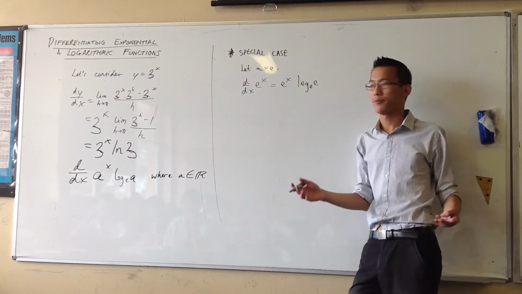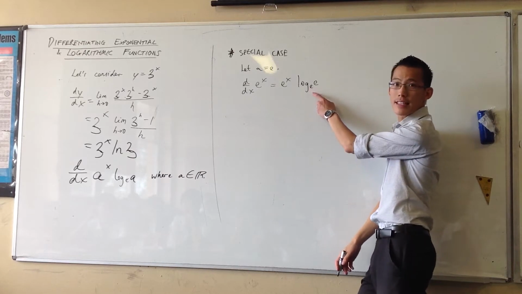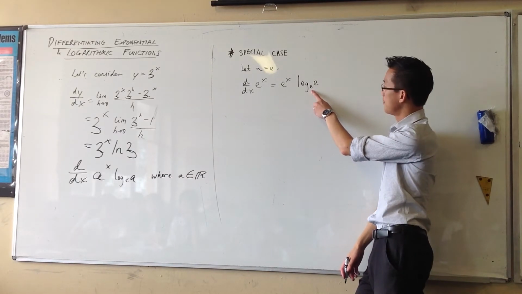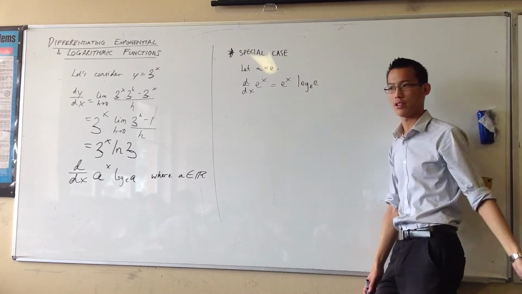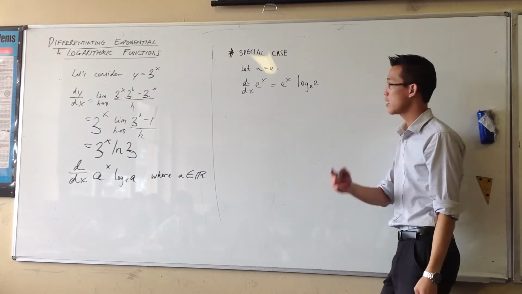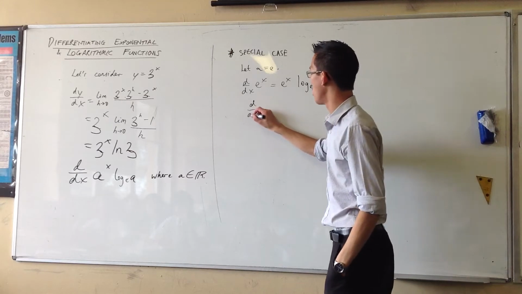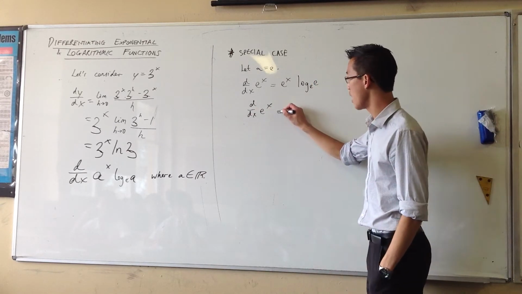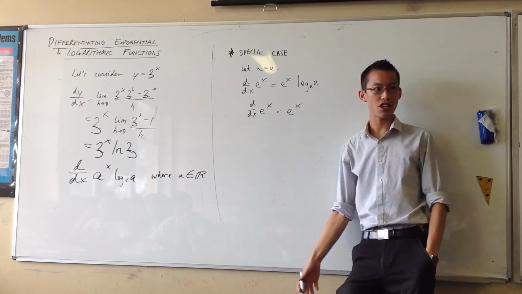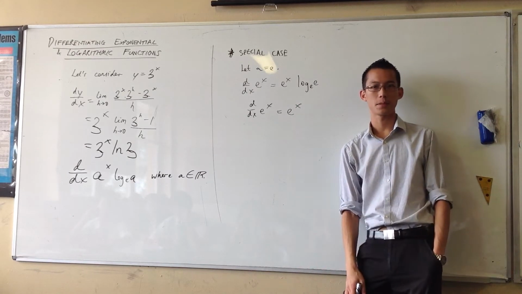Now remember what logs mean. Logs mean, what power do I have to raise this bottom number to, to get this top number? Well, the power I need to raise it to is 1. So in fact, the derivative of the exponential function is itself. You differentiate this thing and it never changes.